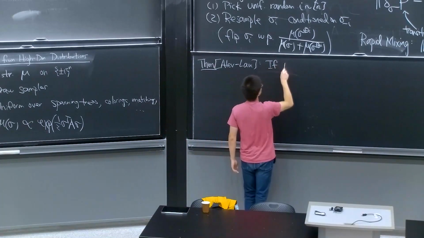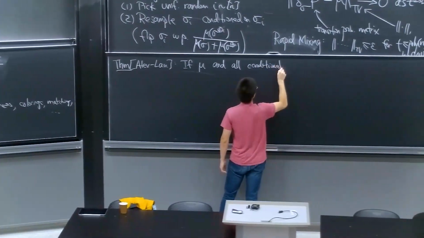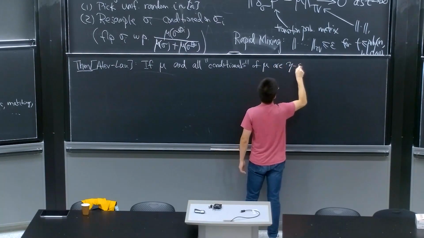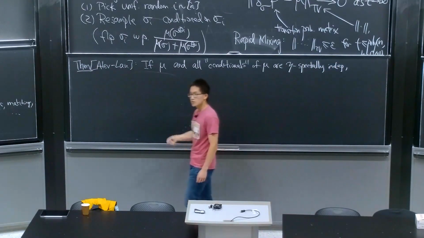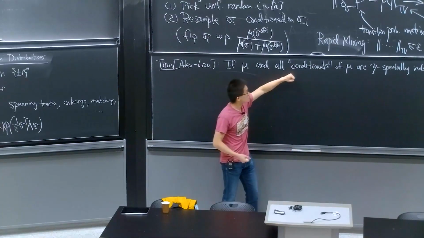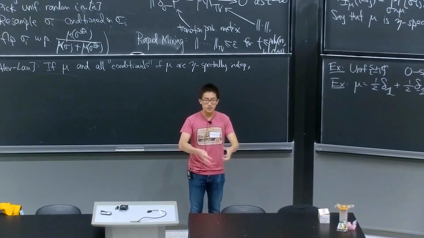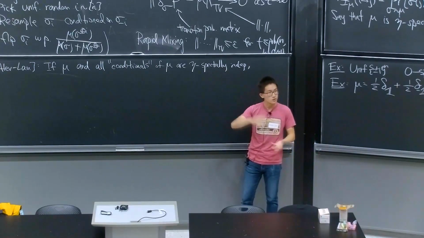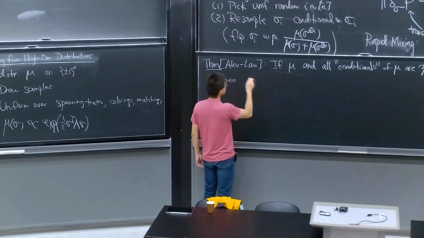So if mu and all conditionals are spectrally independent, meaning my distribution mu is spectrally independent and also all of its conditional distributions are spectrally independent. What I mean by that is I can pick any subset of the coordinates and assign those to plus or minus 1, and this induces some conditional distribution on the remaining coordinates. I want that all such conditional distributions are spectrally independent. So it's a kind of multi-scale criterion. If this is true, then let's say Glauber dynamics.